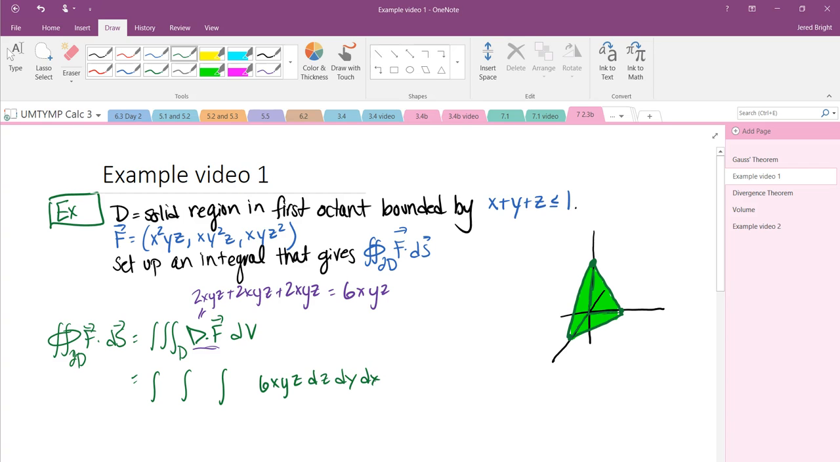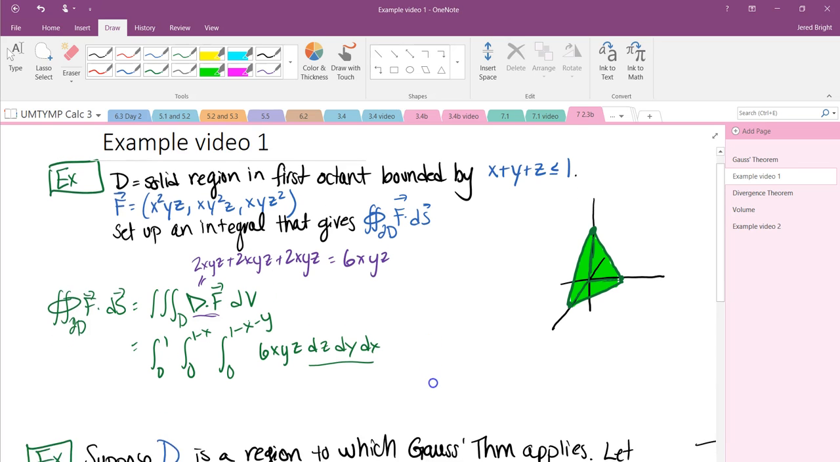We got some practice with this last week, so I think you could take a shot at figuring out the bounds. Pause the video, try that out, and resume when you're ready. Hopefully we did that, and if we did, we should have gotten 0 to 1 minus x minus y, then 0 to 1 minus x, and then 0 to 1. Again, you could have chosen a different order, I just happen to choose this. If you evaluate this, you get the vector surface integral over the boundary of D.